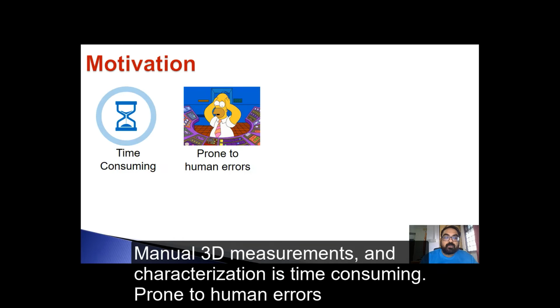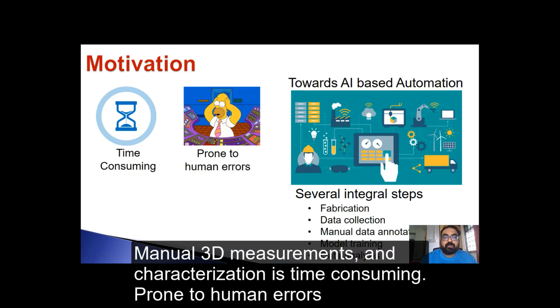So in essence, doing this currently is very time-consuming. It's prone to human errors. So there is a real need for automated 3D metrology. So as in other areas, we are moving towards AI-based automation. This automation will involve several integral steps that we need to be very careful about.